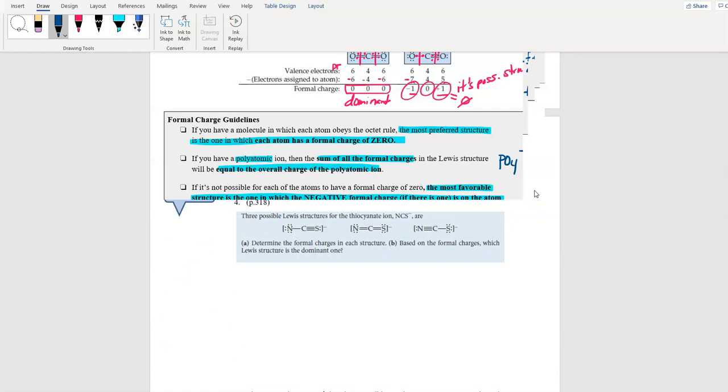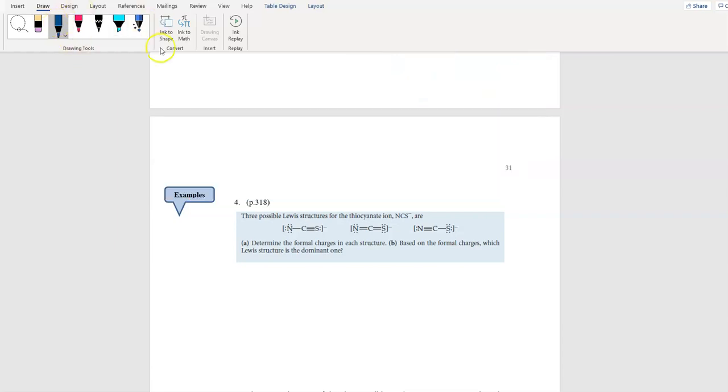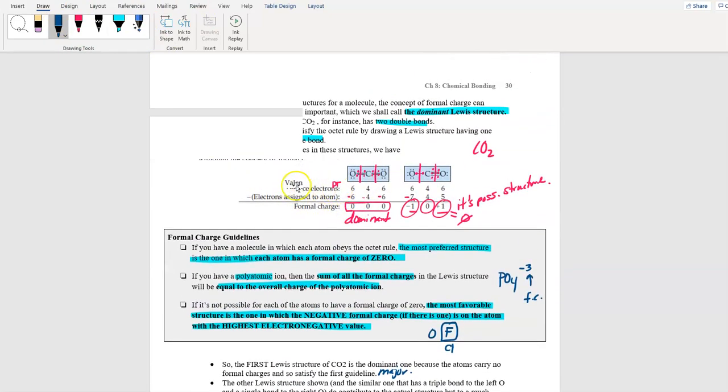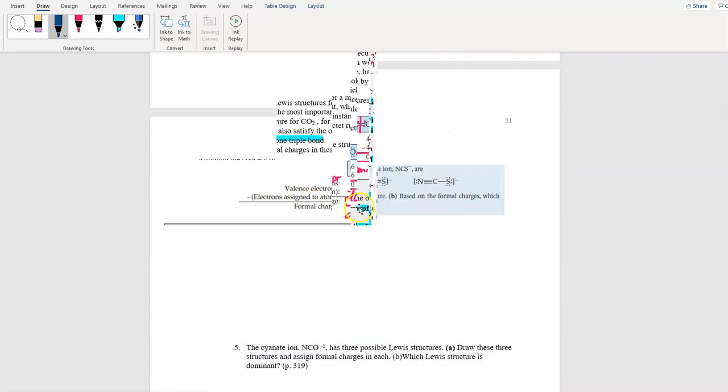Determine the formal charge in each structure. Based on the formal charges, which structure is the dominant structure? And I just took this example from the book, page 318. So let's do the math. Right here, it helps if you set the calculation up just like this. Valence minus assigned. Okay, so we're going to do this structure right here. So valence electrons minus assigned electrons. Okay. So, for all the valence, look at the periodic table. Nitrogen has 5 valence, carbon has 4, sulfur has 6. These numbers will not change. Okay? But what's assigned will.